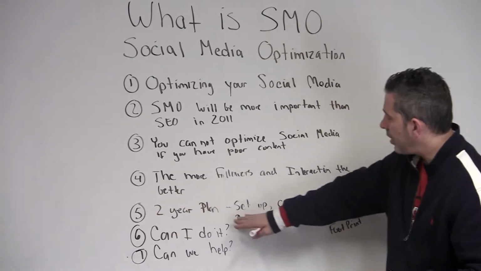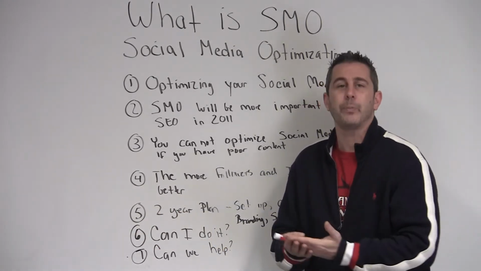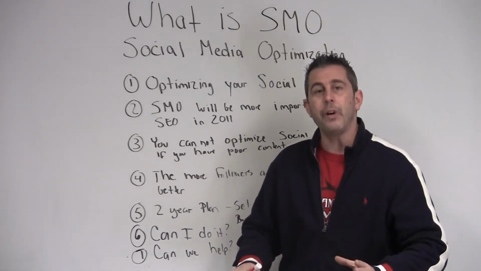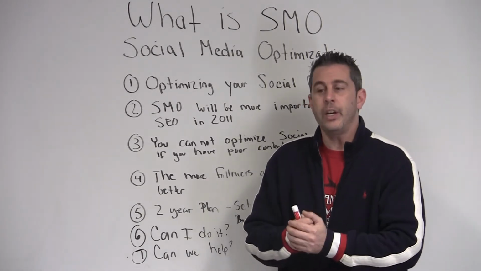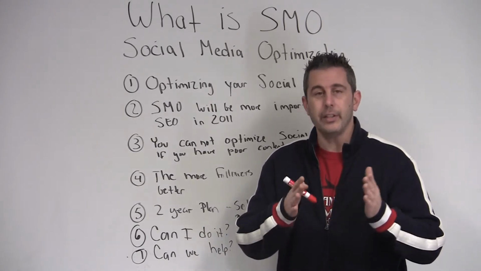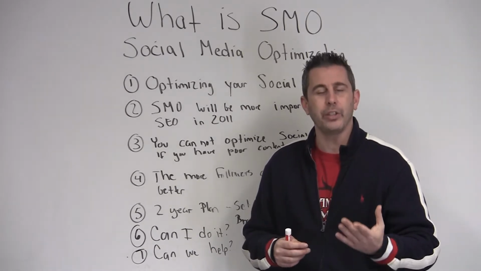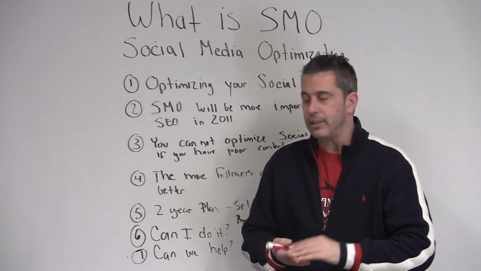Basically, what I have here is the 2-year plan for SMO. That's really what it takes, because the average person starts out with no following whatsoever, and we try to help them in a lot of different ways. You want to understand that this is a process. It's not something that's going to happen in a week. We're not going to start optimizing your social media and you're going to start getting leads. It doesn't work that way.